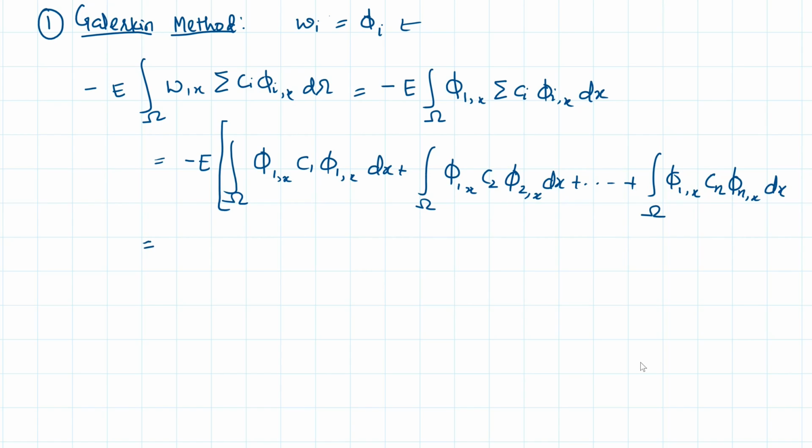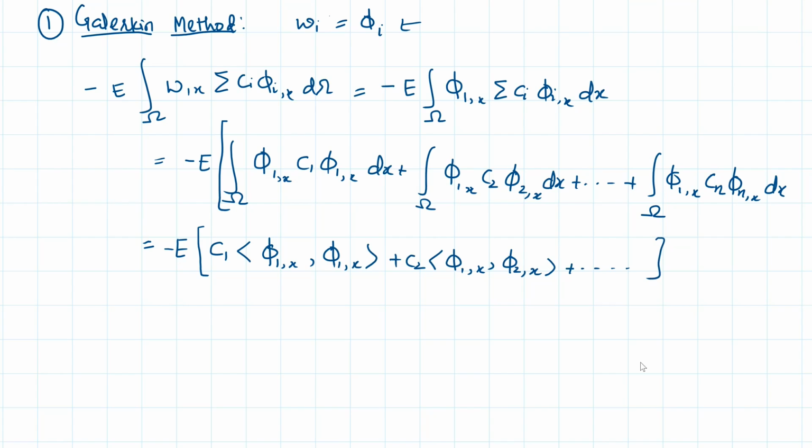And I can rewrite this term as e times, I'm taking c1 out of the integral because it's a constant, it does not depend on x, and then I can write the inner product of these two functions, phi1(x) and phi1(x), plus c2 times the inner product of phi1(x) and phi2(x), and so on, right?